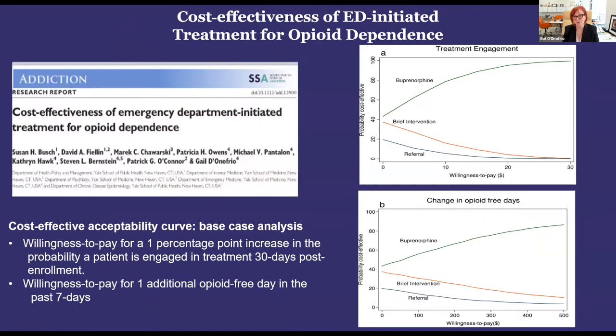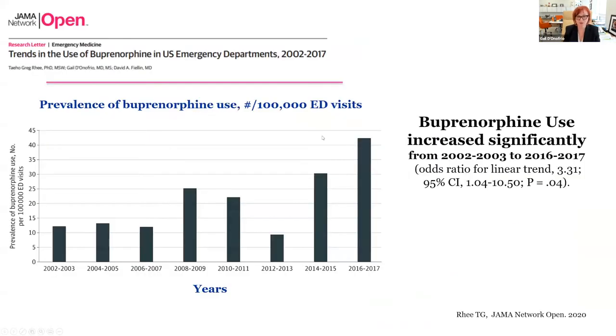And one of my colleagues from the School of Public Health here was able to show that it was very cost effective to initiate this. These are complicated acceptability curves, but basically what they show you is that for every dollar willingness to pay, the probability of cost effectiveness for treatment engagement was way higher for buprenorphine. And for every day free of opiates, for every dollar willing to pay, buprenorphine was much more likely to have patients who were free of opiates for a day. So that was pretty exciting to see also.